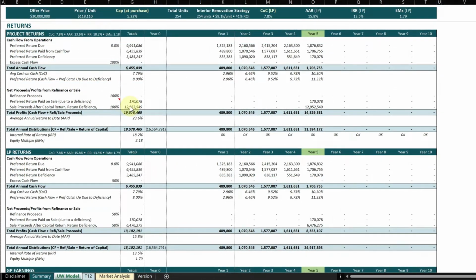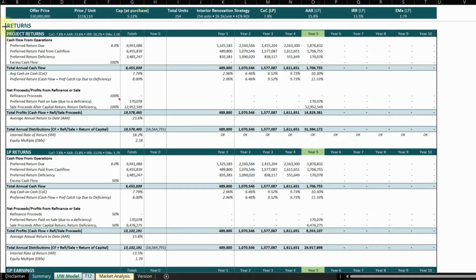Next is the returns section. You'll notice that my returns section has a lot of information in it. I tend to like to see everything that happens. I don't like to group different transactions into one line, so you'll see that here quite a bit.